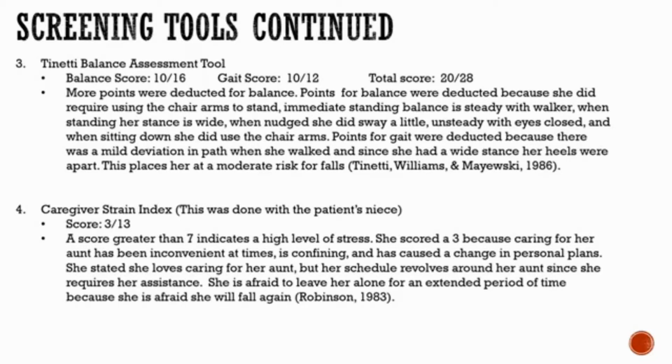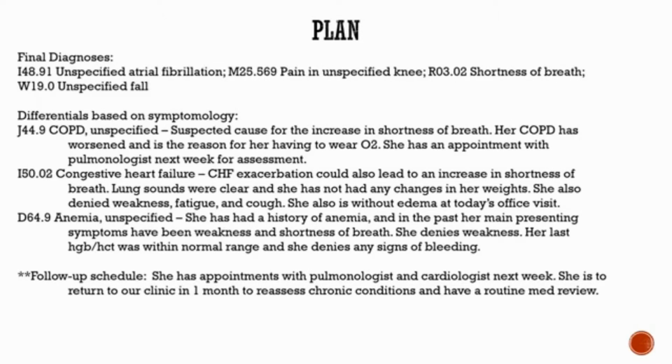Final diagnoses for this office visit include atrial fibrillation, pain in unspecified knee, shortness of breath, and unspecified fall. Based on her shortness of breath, this could be attributed to COPD, congestive heart failure, or anemia, given her history. Her COPD has worsened, which resulted in her having to go on O2 continuously this past October. Congestive heart failure is something she hasn't had an issue with in the past.